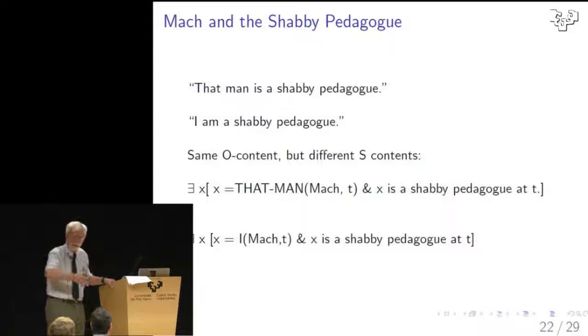So to get at the differences, we have to look at S content. The first is true if there is someone who plays a that man role, and that man is a shabby pedagogue at the time Mach saw him. And the second, if there's someone who's identical with Mach, who's a shabby pedagogue at that time. Same O content, different S content, different cognitive significance.